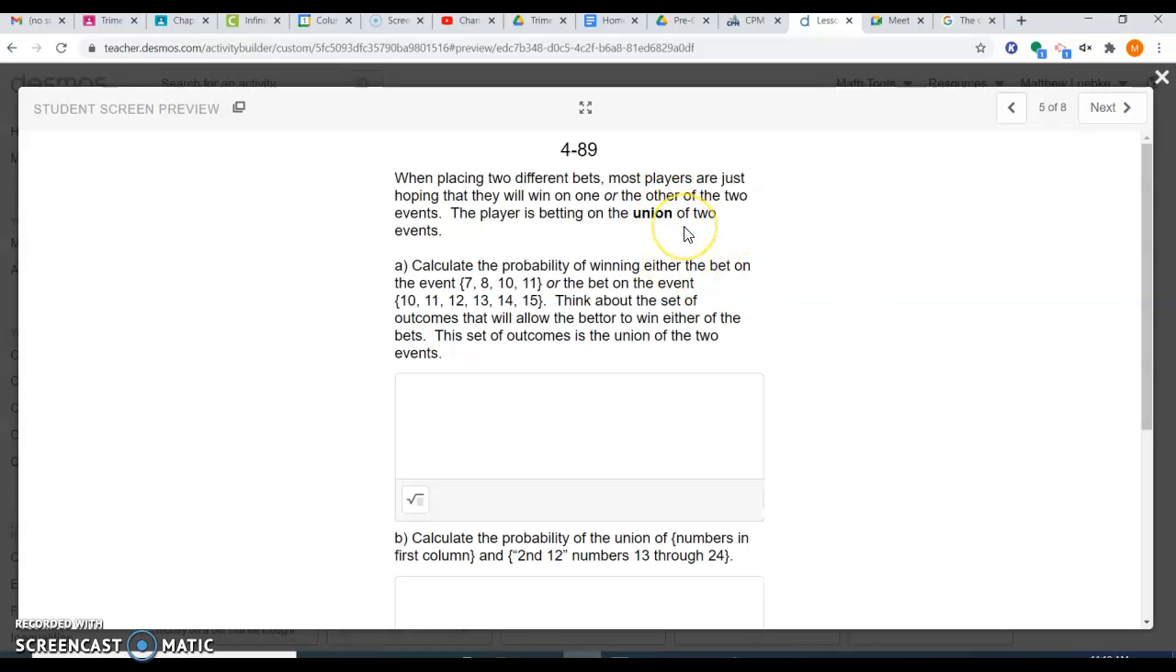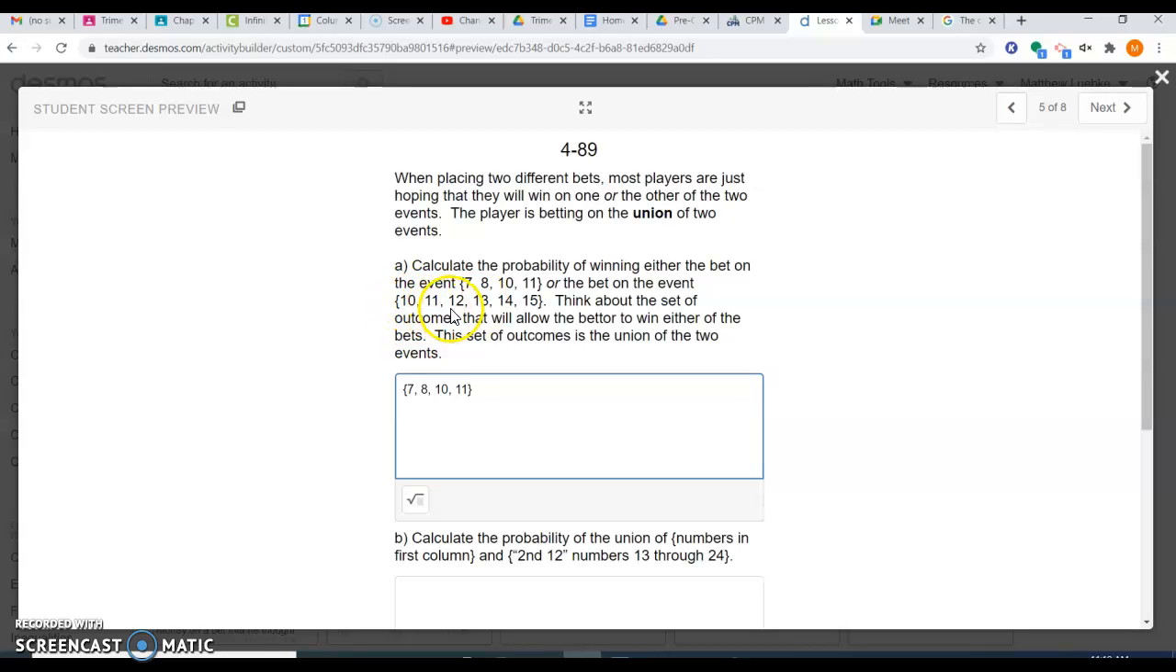So when you're betting on the union, you're betting on this one or the other one. So we're looking at what numbers would make one win or the other win, not necessarily both. If we're looking at the first one, the numbers that make the first bet win would be 7, 8, 9. Sorry, not 9. I always mix that up. Not 7, 8, 10, 11. That would make the first bet win.